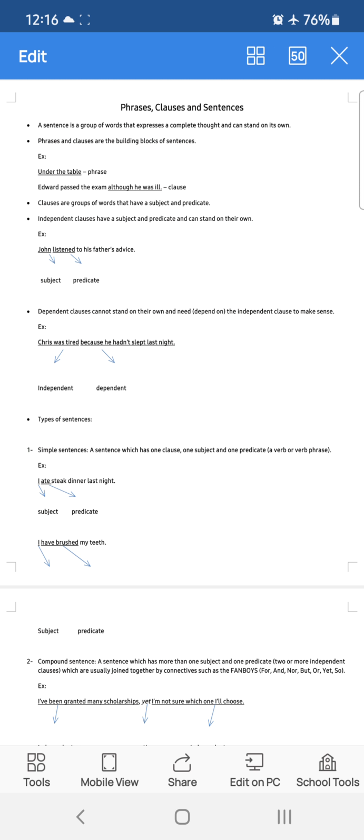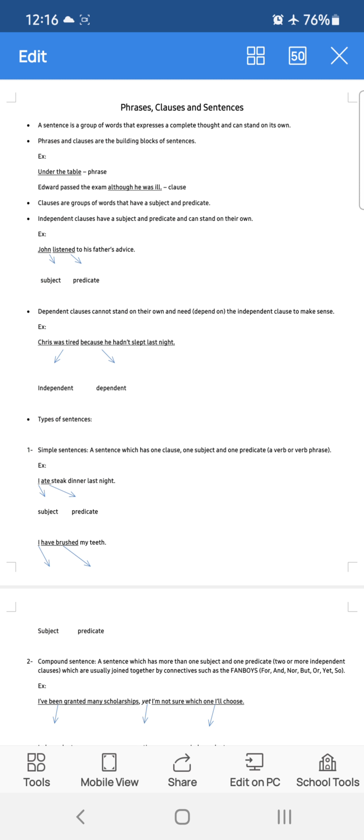Then we have a clause. Edward passed the exam although he was ill. Although he was ill is my clause here. Now, what is a clause? Now we know what a phrase is. A group of words that cannot make sense. It can't stand on its own. It doesn't make sense. And then we have a clause.